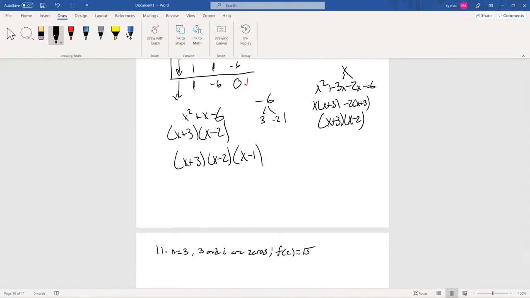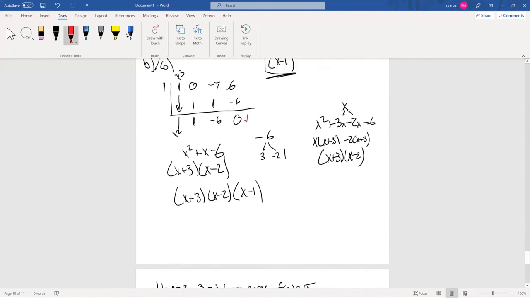And now we can get our solutions. So solving the resulting polynomial equation. So this was our resulting polynomial equation. So then solving this, we set these both equal to 0. So x plus 3 equals 0. x minus 2 equals 0. So x equals -3. x equals 2. So that's your answer to D.